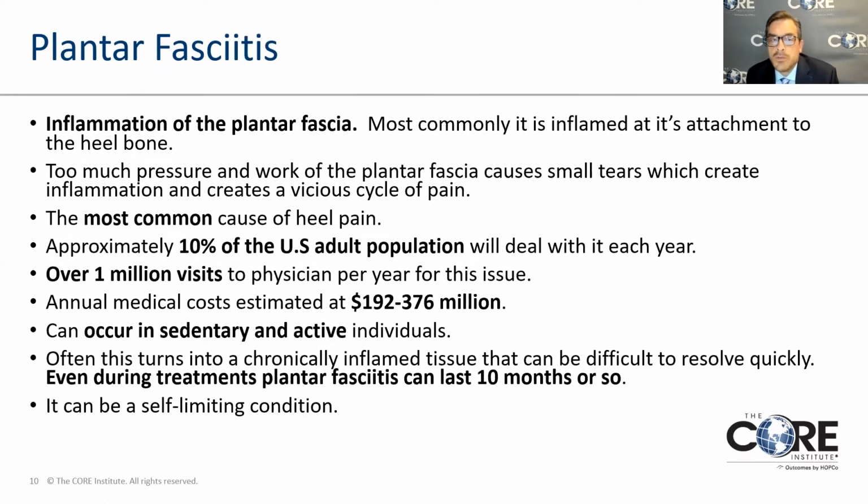Okay. So, inflammation of the plantar fascia. Most of the time it's inflamed where it attaches to the heel bone. Essentially what happens is there is too much pressure or too much work of the plantar fascia, which causes small tears, which creates the inflammation. This can turn into a vicious cycle of pain that can be hard to get rid of. It is the most common cause of heel pain.